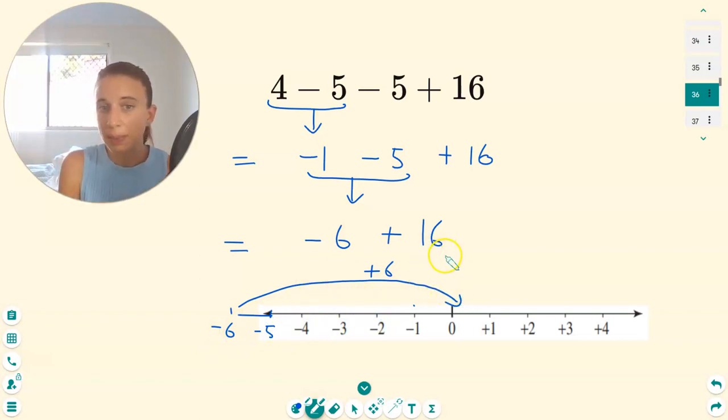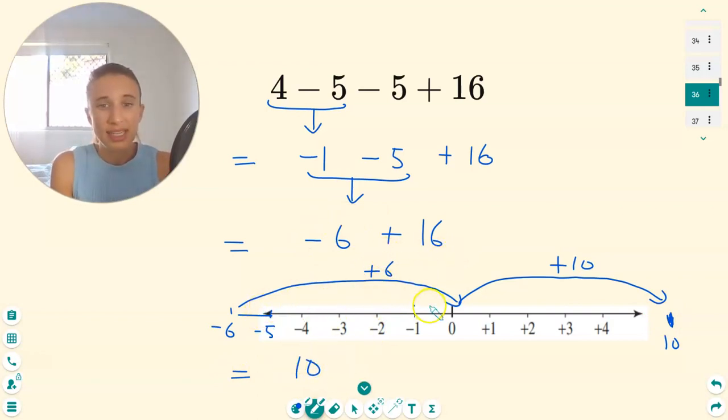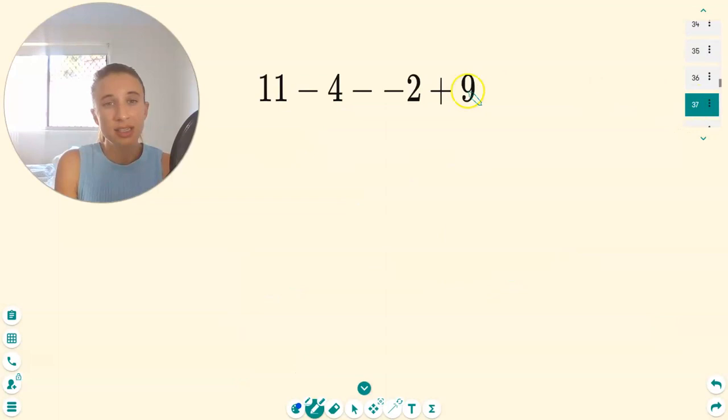Negative 6 plus 6 gets me to 0. Then how can I make up that 16? I've got a plus 10. So what's 0 plus 10? We should be somewhere over this side at 10, right? And that's what negative 6 plus 16 is, 10. It helps to get to 0 first if you're passing from negative to positive. Hopefully that makes sense.